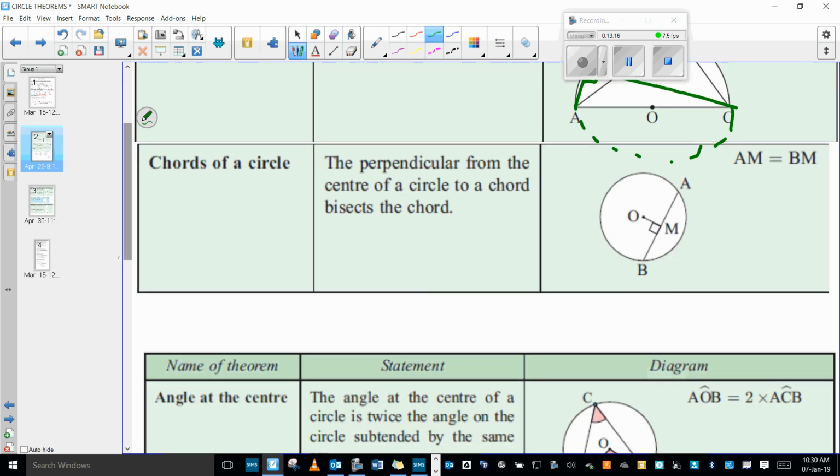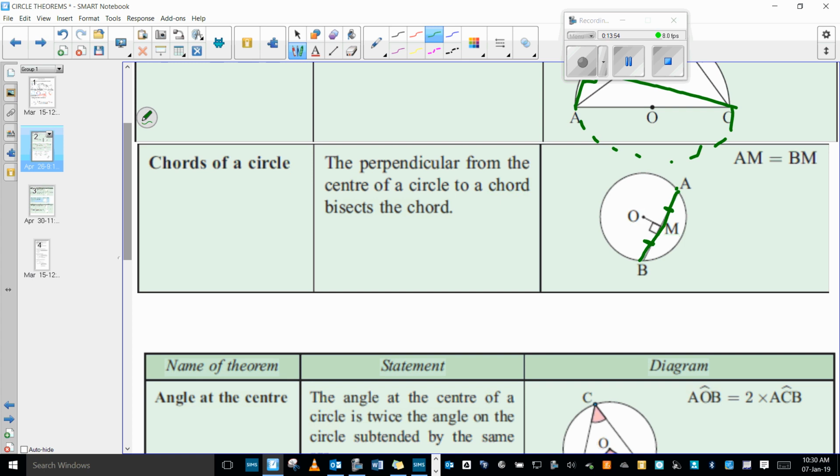Chords of a circle. The perpendicular from the center of a circle to a chord bisects it. What do we think bisect means? Two equal bits, yes? So if we had a chord, any old chord, here's our chord AB. Our perpendicular line coming from the center, so if this was 90 degrees, it means that this length here and this length here are equal to each other. Yeah?